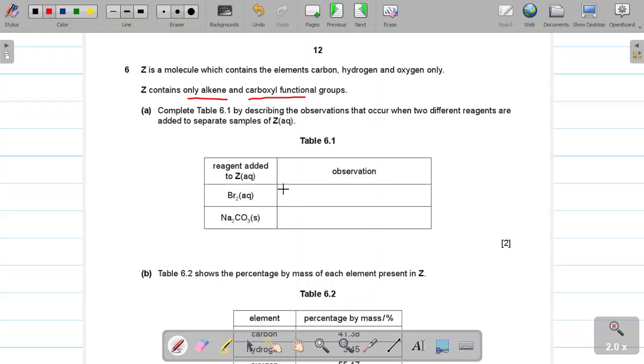So the orange color of the bromine, so it's brown orange, so you can say bromine decolorized, Br2 decolorized, or orange color disappears. And for sodium carbonate, the sodium carbonate will react with the carboxylic group. We will get fizzing or effervescence. So fizzing, or you can say effervescence.